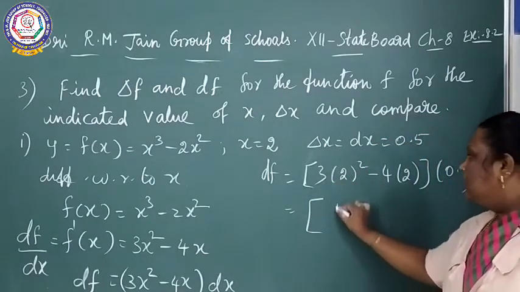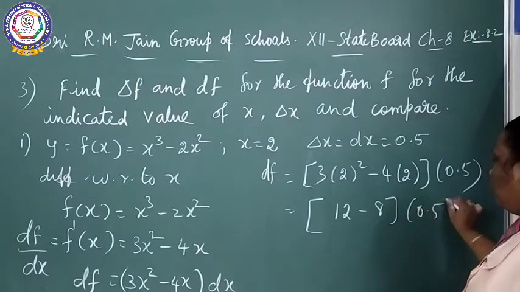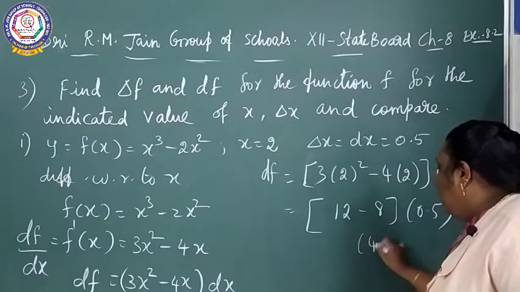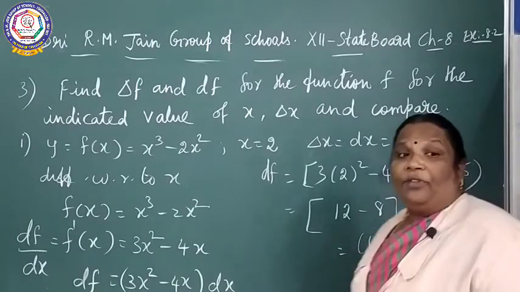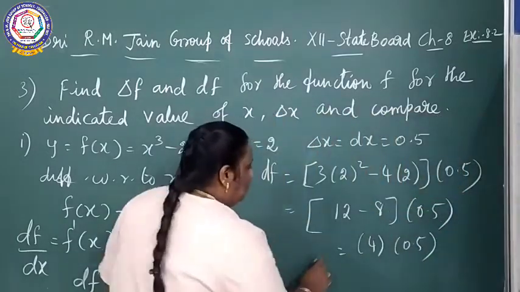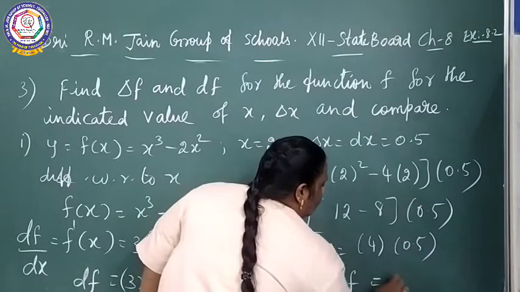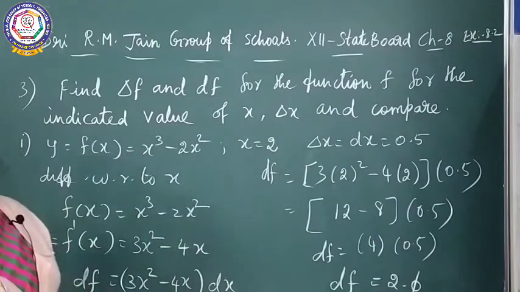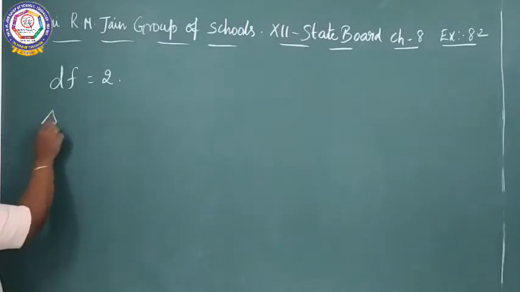So 4 threes are 12 minus 8, into 0.5. It gives 4 into 0.5. So df equal to 2. With df equal to 2, you should find out the value of delta f.